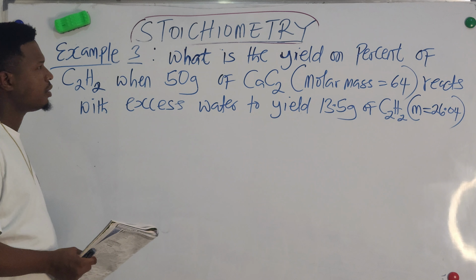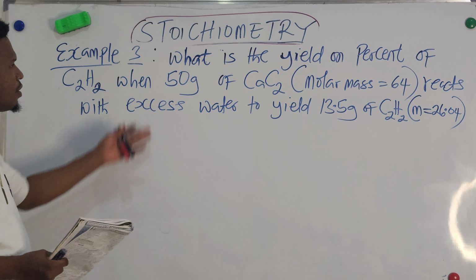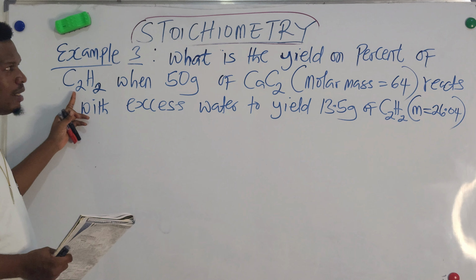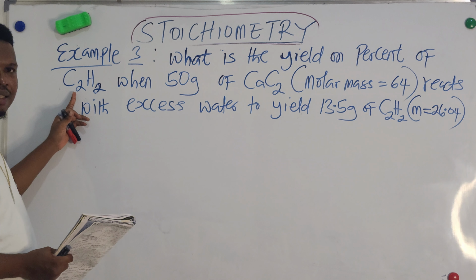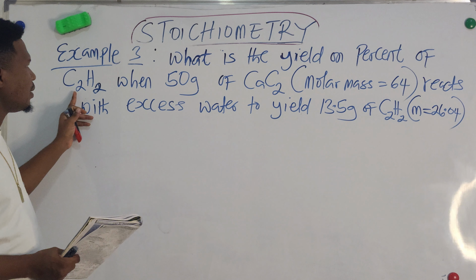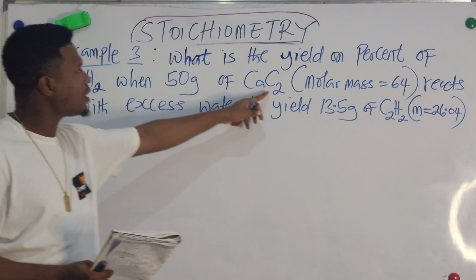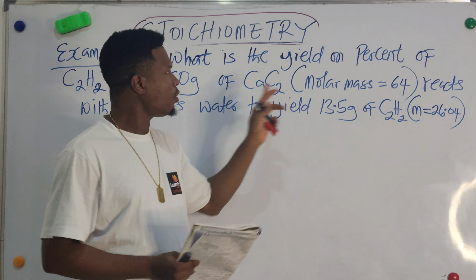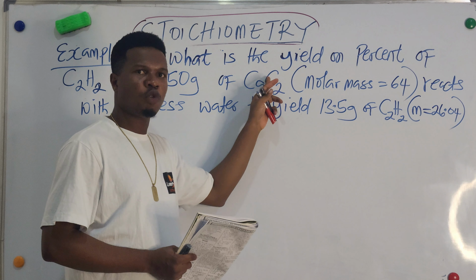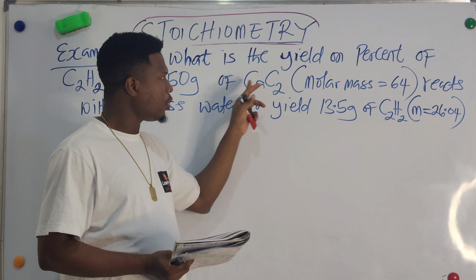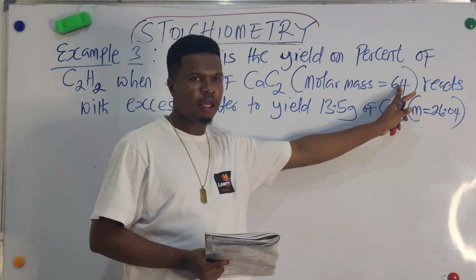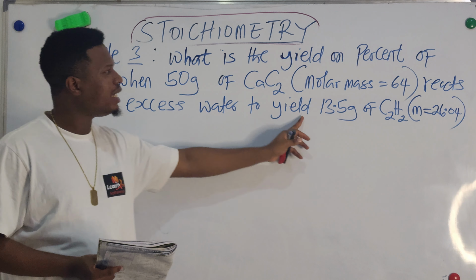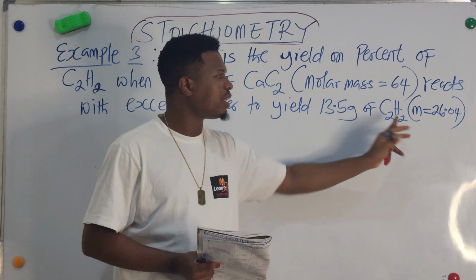At example number 3. So this question is asked, what is the yield on percent of ethyne? Ethyne is also called acetylene. When 50 grams of calcium carbide, molar mass 64. How did they get 64? Calcium is 40, carbon is 12. 12 times 2 is what? 24 plus 40, which will give you 64. Okay? Reacts with excess water to yield 13.5 grams of ethyne.